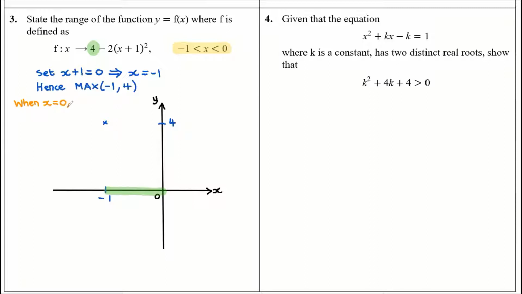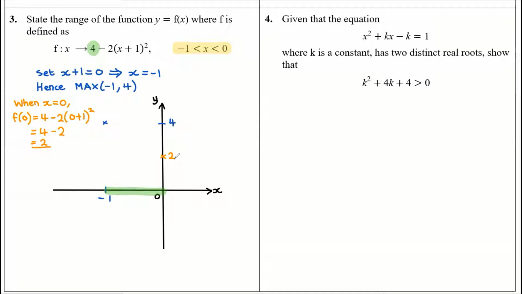what do we have? Well, we have f of 0 is simply going to be 4 subtract 2 lots of 0 plus 1 all squared. In other words, it's going to be 4 subtract 2 lots of 1 squared, which is just 1. So 2 lots of 1, which is 2, and then 4 subtract 2, which is 2. So that gives me a y-intercept at 2.